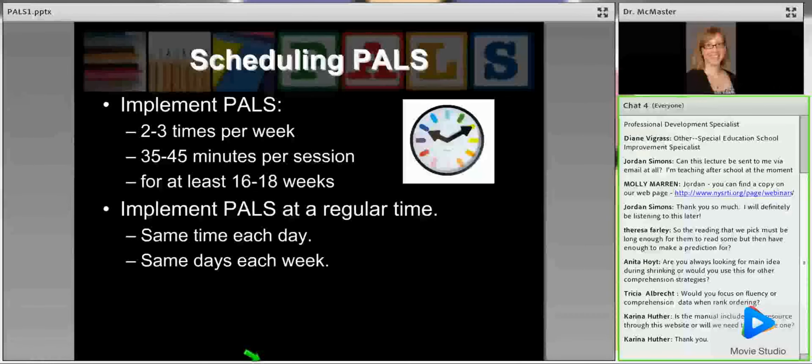The other piece about scheduling PALS is that I strongly recommend scheduling at a regular time, so the same time each day, same days each week. That way kids just know it's part of the routine. It might make it easier when you're working around pull-out schedules if that's an issue. Just make it part of the routine, and that way kids just get used to the idea that this is PALS time and this is what we do.